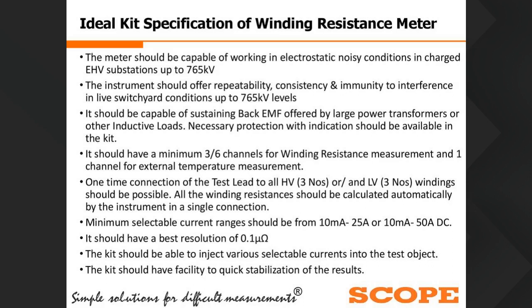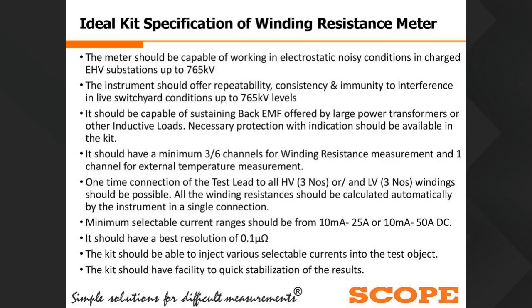That is one-time connection of the test leads that we need to connect to HV and LV. The instrument is capable of doing winding resistance in a single click on a single one-time connection to the HV and LV. Minimum selectable current ranges should be from 10 milliampere to 25 ampere for up to 250 MVA transformers. Above 250 MVA, I recommend current ranges up to 50 ampere DC, that is 10 milliampere to 50 ampere DC. The instrument's best resistance measurement resolution should be 0.1 micro-ohm.